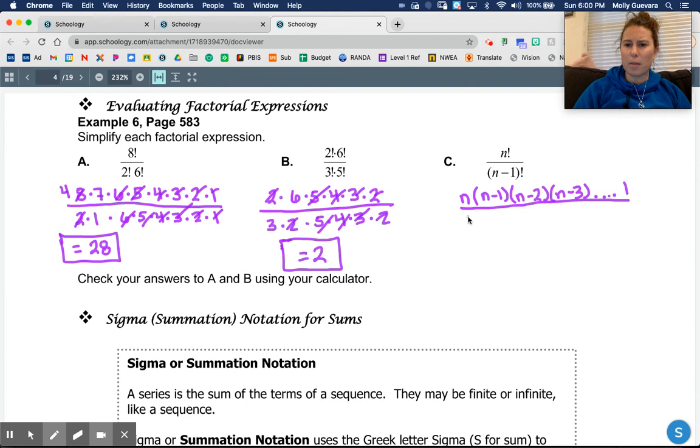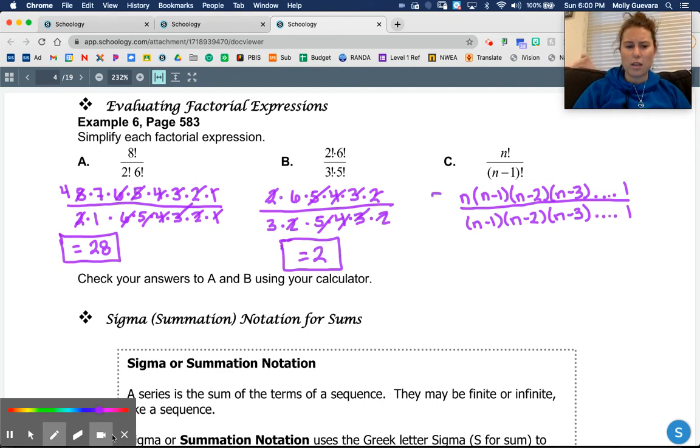And then on the bottom, I would have n minus 1, because that's the first number. And then I would have one number smaller than that, so it would be n minus 2, and then n minus 3, all the way down to 1. So things that would cancel are the n minus 1s, the n minus 2s, the n minus 3s, all the way down to 1. So the only thing I'd be left with is this n. So this is just equal to n.